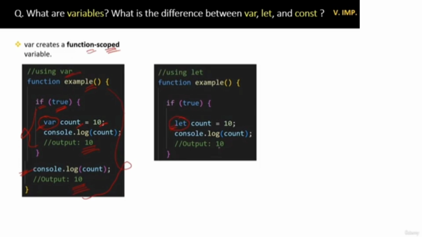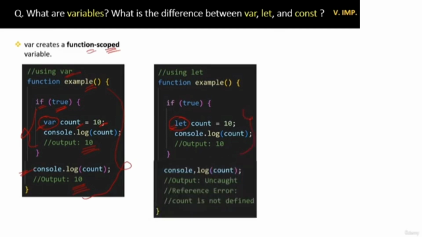Now this let variable will work only inside the if block. And if you try to access this variable outside the if block, then you will get the error, count is not defined. So the reason is, let creates a block scoped variable, not a function scoped variable, okay? Therefore, the variable will be available inside the same block in which it is defined, inside the curly braces. This keyword let is more popular because it will not create confusion about the scope of the variable.